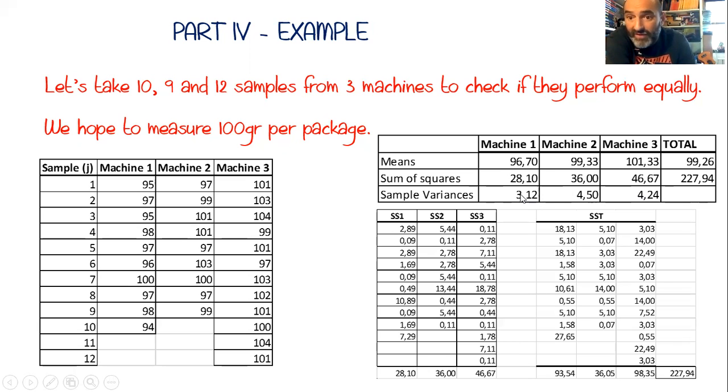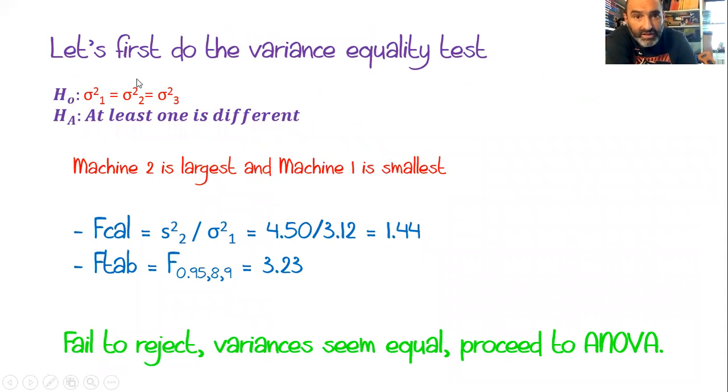I will do an F test between these two. If I fail to reject, I can proceed with the analysis of variance. So I open a parenthesis in my analysis of variance and I say, is variance 1 equal to variance 2 equal to variance 3? Alternatively, at least one is different. How will I do that?